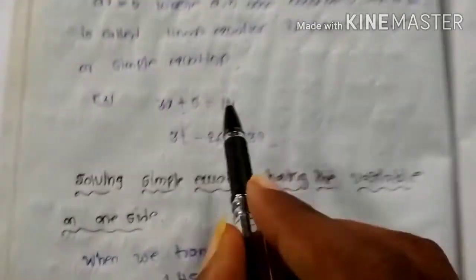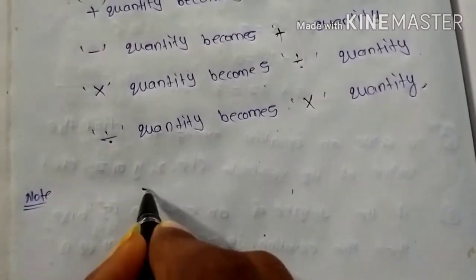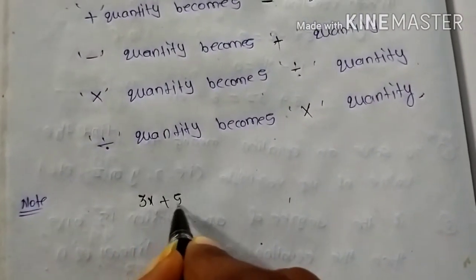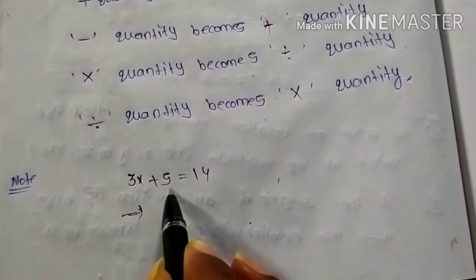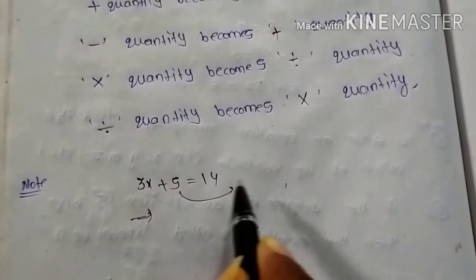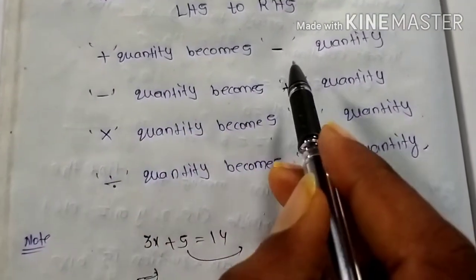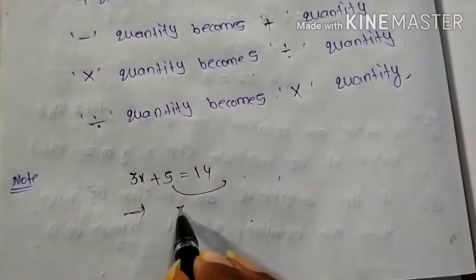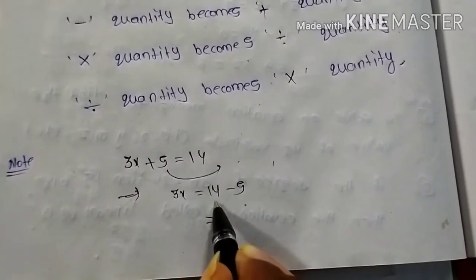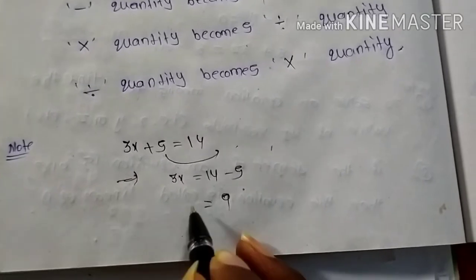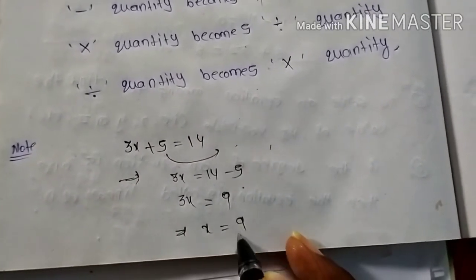Yes or no? For example, you can see 3x plus 5 is equal to 14. If I am transposing 5 to RHS, it will become minus or not? For this purpose only I told, plus will become minus. So can I write here 3x is equal to 14 minus 5, which is 9? Yes, here 3x is equal to 9, implies x is equal to 9 by 3.